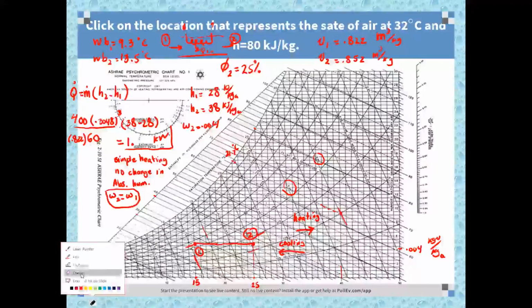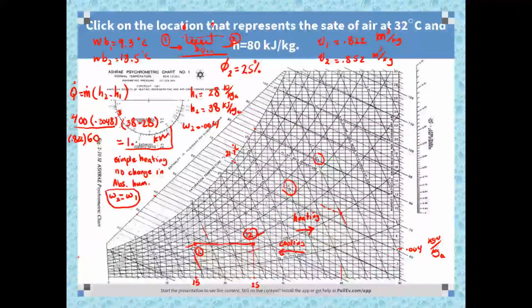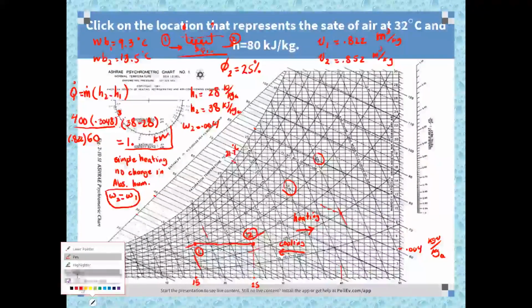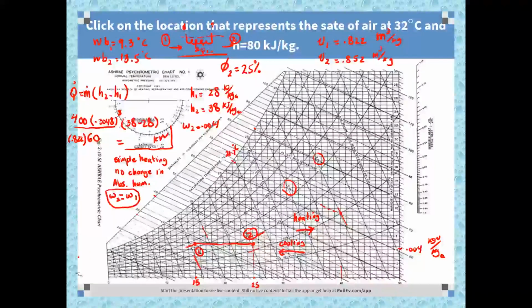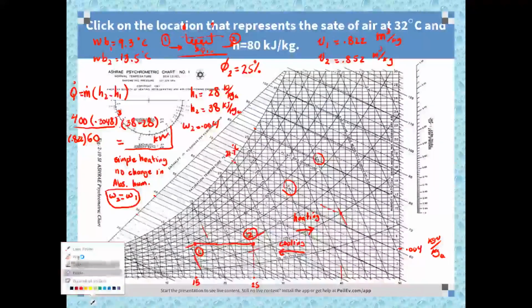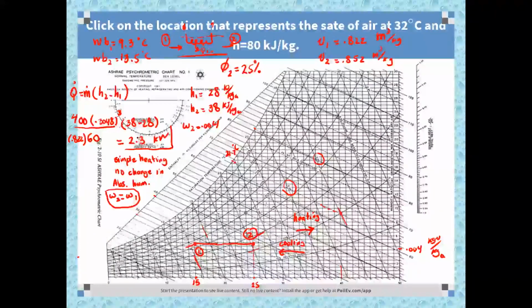What's the correct answer? After dividing by 0.822, it should be a little bit more. 2.3, yeah. So 2.3 kilowatts. Write these values down, and then we go to EES. Any questions about this before we move on to EES? Okay. Do you need a little bit of time to run EES on the virtual desktop?